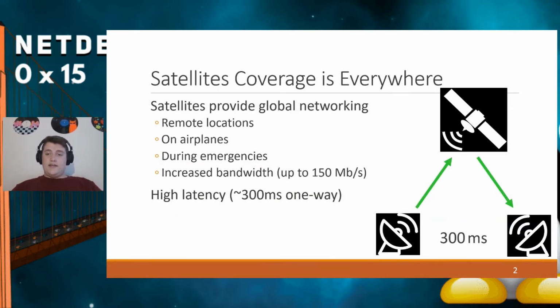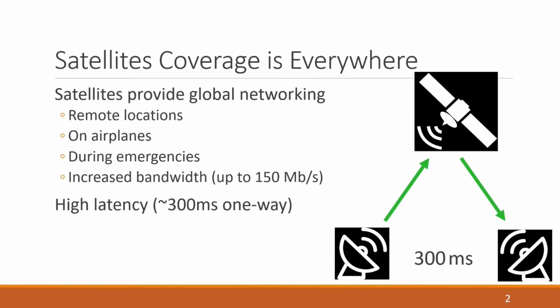We're looking at satellites because they cover everywhere and provide global networking. Satellites are accessible for situations where traditional wired networking isn't available, such as remote locations, on airplanes, and during emergencies. Recent developments in satellite technology have increased the available bandwidth by over 20% in the last few years. However, due to the physics involved, one-way trip times remain at about 300 milliseconds, meaning a minimum round trip time is about 600 milliseconds. This makes modern satellite networks both high bandwidth and high delay networks, as opposed to the low bandwidth, high delay networks that they had been in the past.